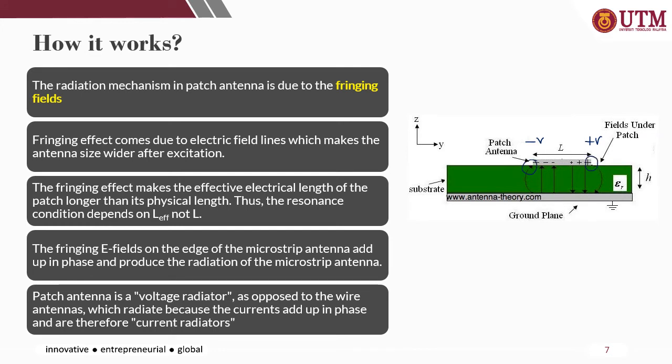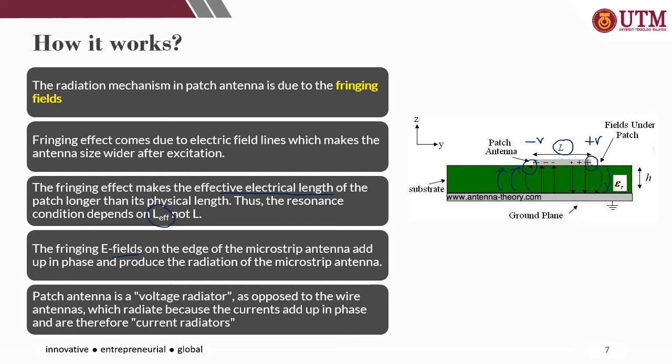Right, the fringing effect makes the patch antenna size wider after excitation, in which the fringing effect has caused the effective electrical length of the patch to appear longer than its actual physical length, L. So the L effective is the value that is considered in the resonance frequency calculation, not the actual physical length L. Right, the fringing E fields. Okay, so there's fringing at the edge of the structure.